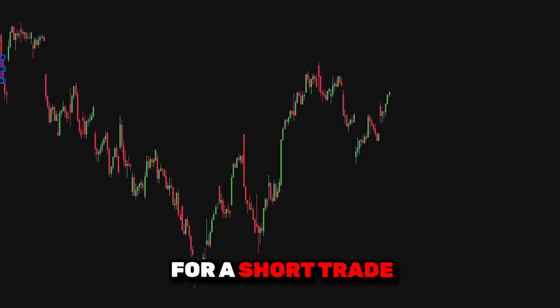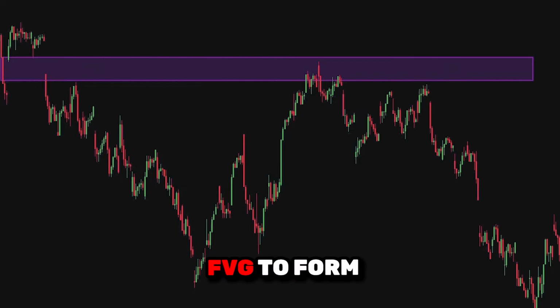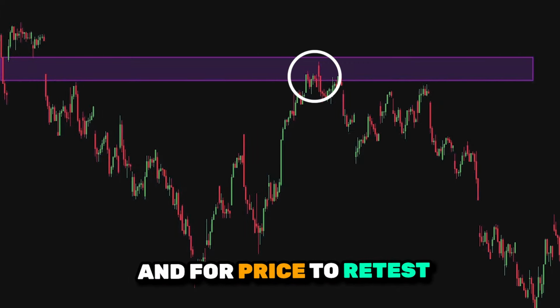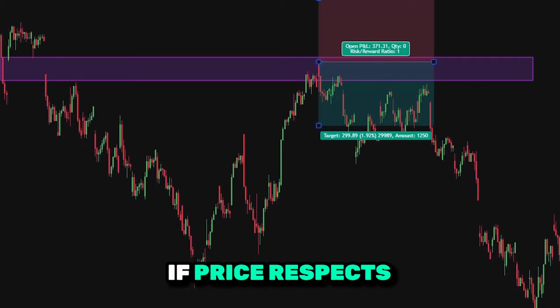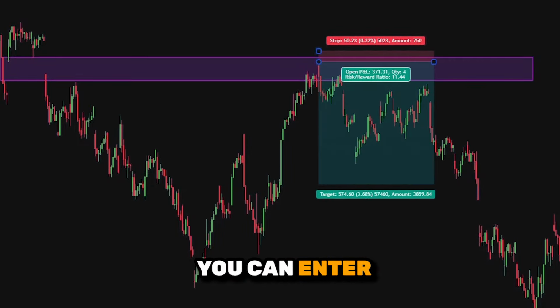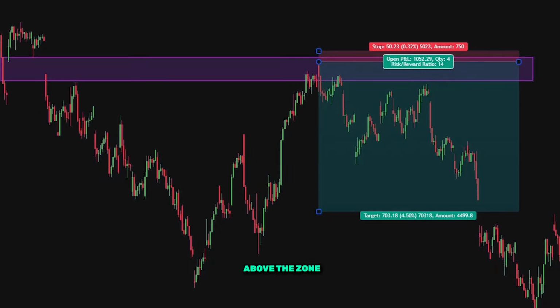And when looking for a short trade, you want to wait for a bearish FVG to form and for price to retest or come back up to this zone. If price respects the FVG, you can enter a short position and set your stop loss above the zone.